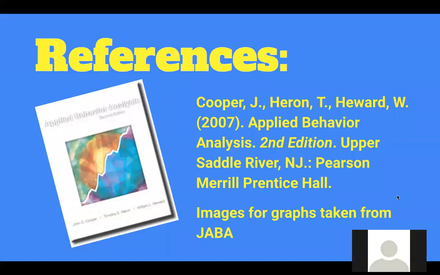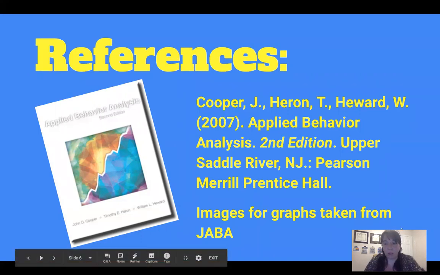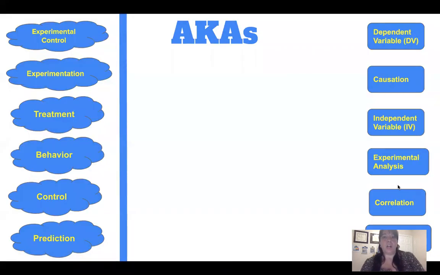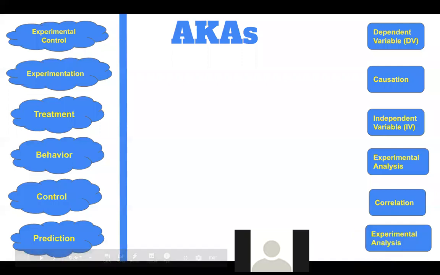All right. Let's move on. So the reference I use for today is Cooper, the second edition. For the Guess Who game at the end, I used the graphs from the Journal of Applied Behavioral Analysis. So I took all the graphs straight from there. We're going to start with AKAs, like I said. I'm going to say the words on the left-hand side from top to bottom, and then you guys, if you can identify any of them on the right-hand side, just shout it out.